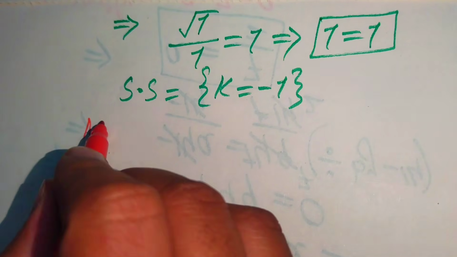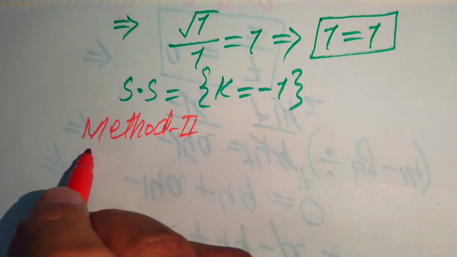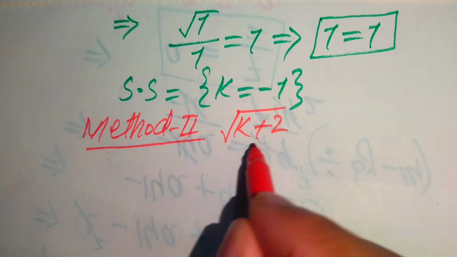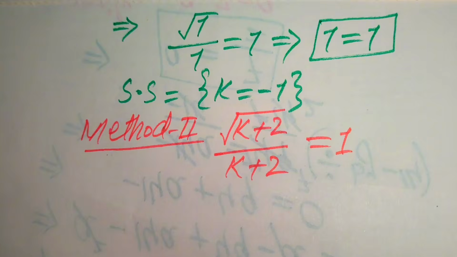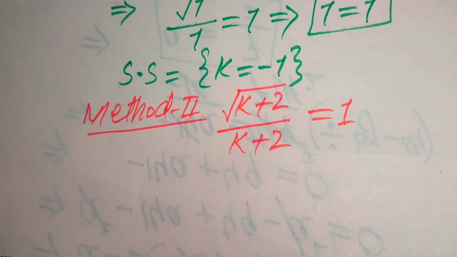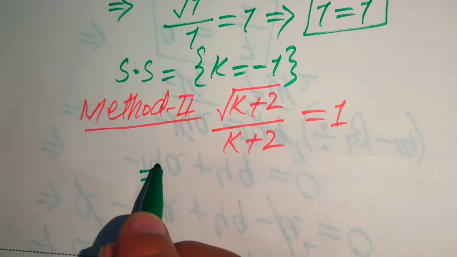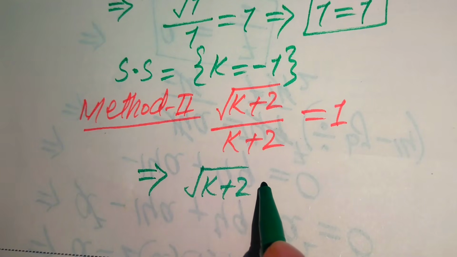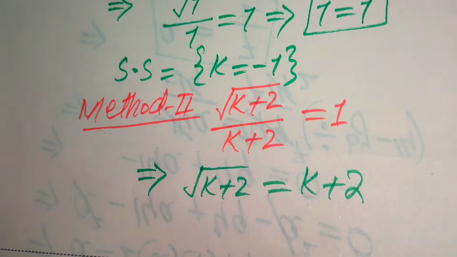And now we again solve this problem with the second method. For the second method, we need to copy down the given question statement. Here it is the square root of k plus 2 divided by k plus 2 is equal to 1. This is our given question statement, and here in the second method, we move the term k plus 2 from the left hand side to the right hand side. It is divided by here, and when we move it into the right hand side, it is multiplied by 1, and it will be written as k plus 2.